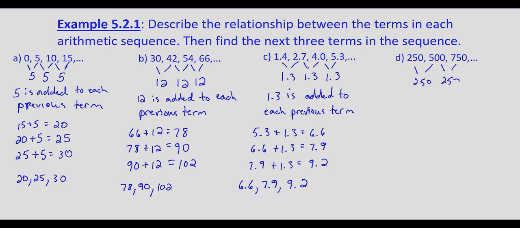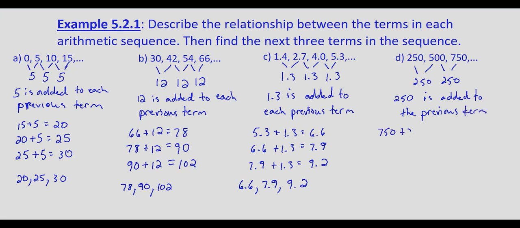And then last but not least, 250 to 500, that's 250. From 500 to 750, that's 250. So we're adding 250 to each previous term. So 250 is added to the previous term.